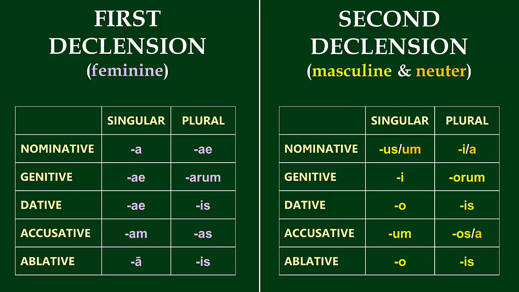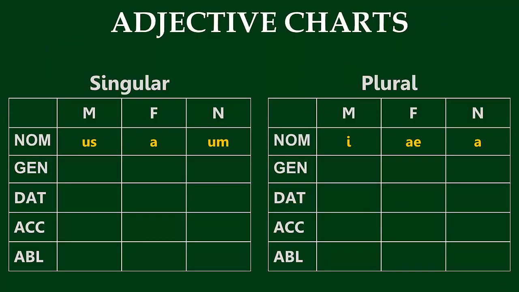So after last time's video, you were given two charts, one for the singular and one for the plural. Each chart included a space for all 5 cases in the masculine, feminine, and neuter. We also provided you with the nominative form for all 3 genders in both the singular and the plural. Great. So let's take a look first at the chart itself.